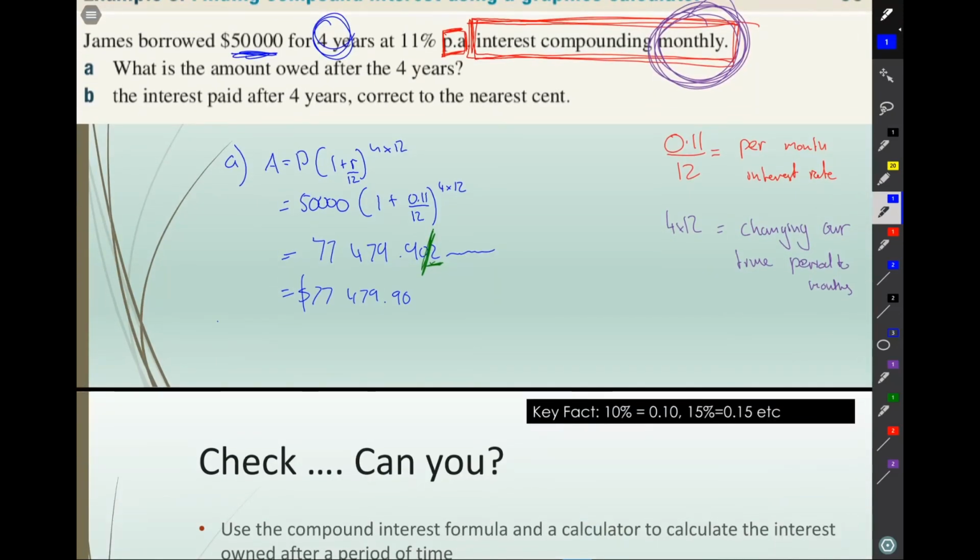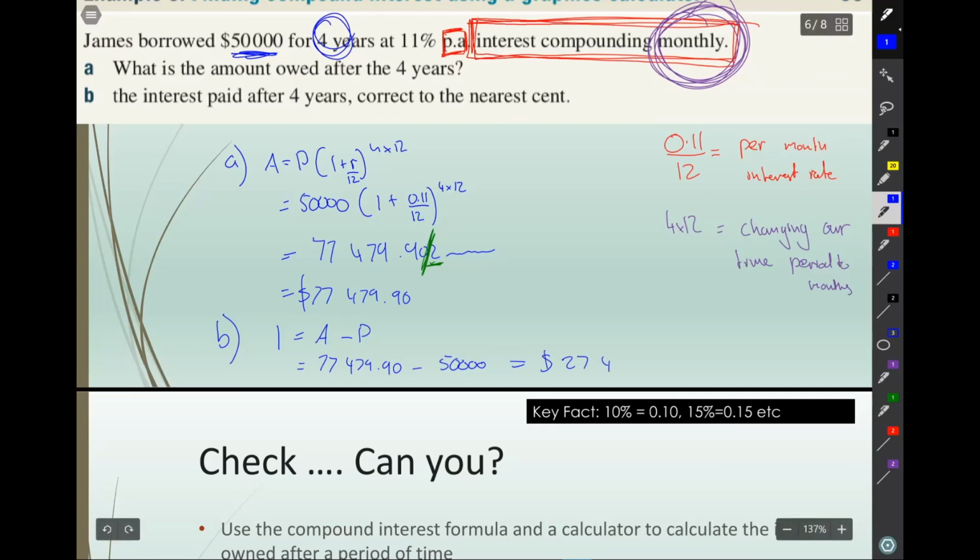And again, part B, working out the interest. It's just what we calculated minus what we started with. 77,479 and 90 cents minus the amount we started with, $50,000. I've run out of room, so I'm going to write my answer next to it. That is $27,479.90.